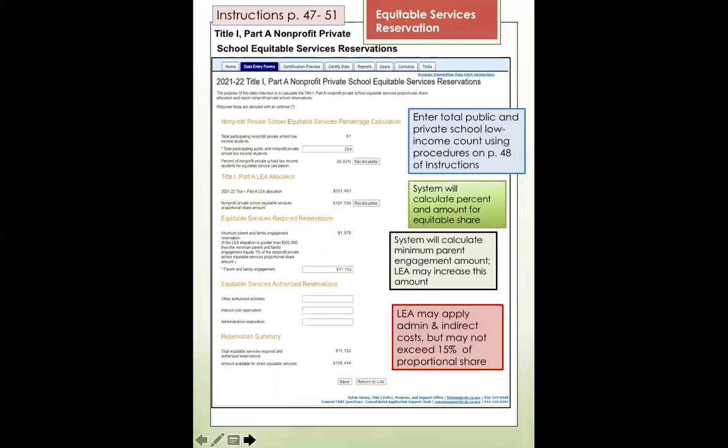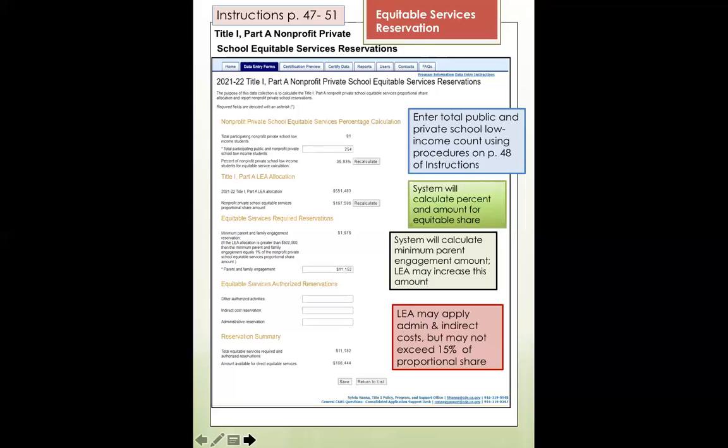What you'll need to get to here are total public and private school low-income students, resulting in a percentage for your equitable services. Many of those calculations are done for you, but getting those numbers requires looking at your public school counts and your private school counts. I think a couple of you found a workaround for this page last year, but the instructions give you 3 ways to get to this, so we won't go into that today. Anyway, based on what you enter, the system's going to calculate a dollar amount for equitable services and the minimum requirement for parent engagement for your private schools. And this can be edited to reflect a higher amount, but you have to have the minimum. And then the district can include administrative and indirect costs not to exceed 15%. So you can apply indirect and admin to your private school services. Okay.